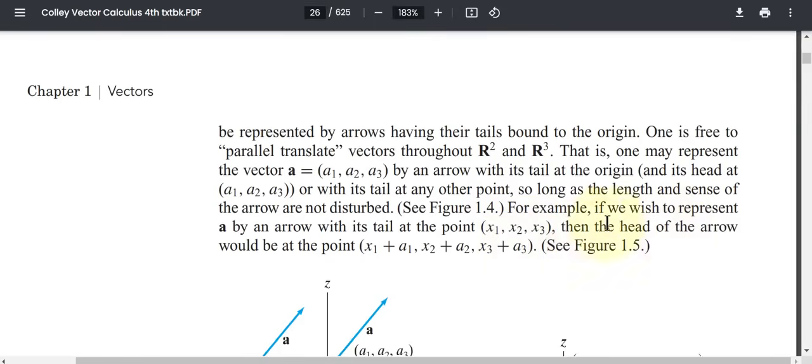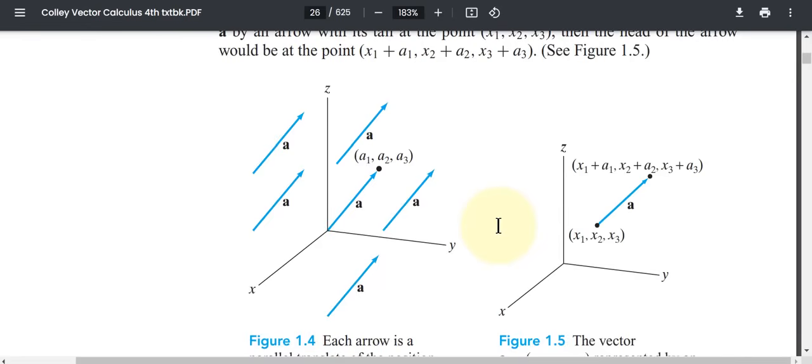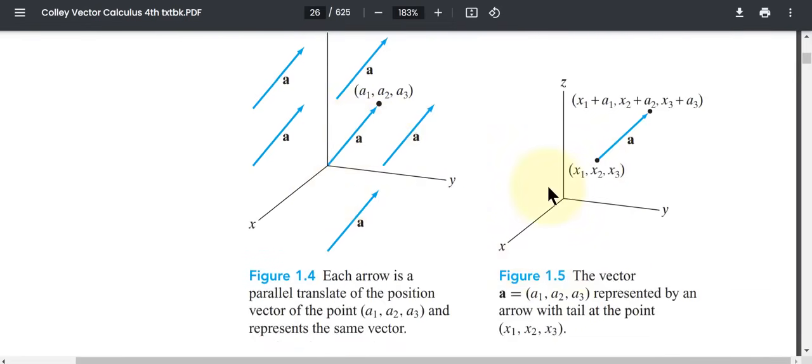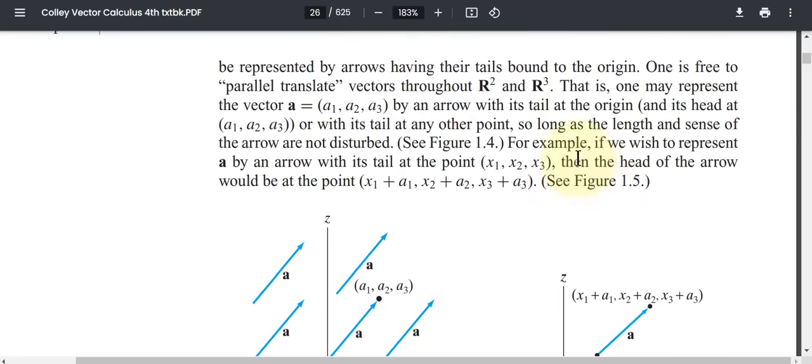For example, if we wish to represent A by an arrow with its tail starting here, do they show us that? So here we had this A, but now we can also move it so that the origin of this A is not here, but starts over here, but it still points in the same direction and has the same length. So, if we wish to represent A by an arrow with its tail starting here, then the head of the arrow, where would it be?